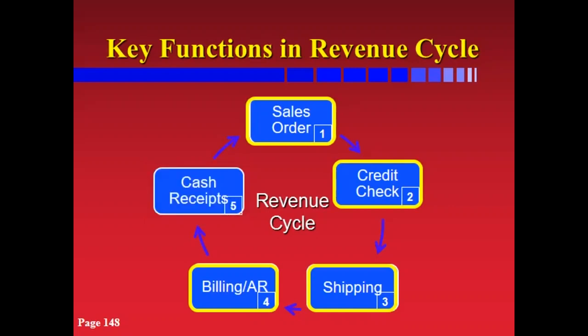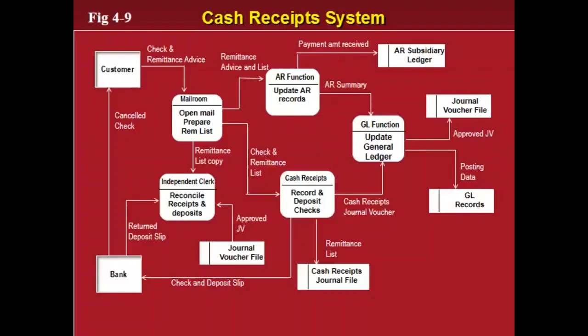Let's now review the cash receipts function in the revenue cycle. That is, the receipt of cash from the customer in payment of the accounts receivable. Now this figure gives the overview of logical activities in the cash receipts system. As with the sales order system, we will review the data flow diagram part by part to understand the flow of the cash receipt transaction and the relevant documents in the cash receipts system.